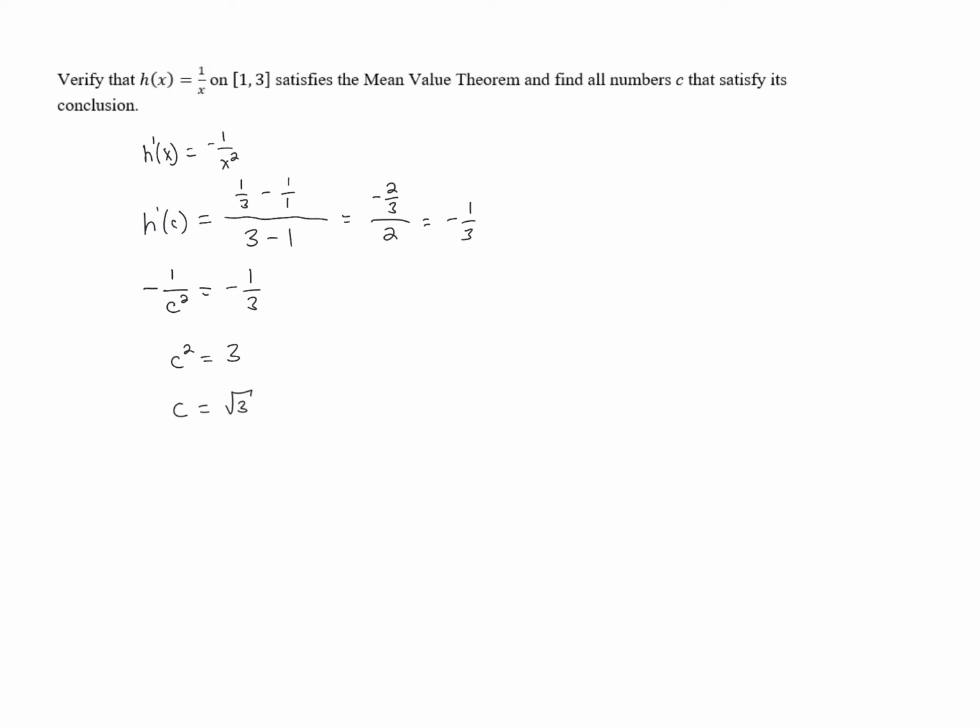We don't need to consider the negative square root of 3 because our interval only includes positive numbers. And the square root of 3 is approximately equal to 1.732, which is in our interval. So that is the value of c.